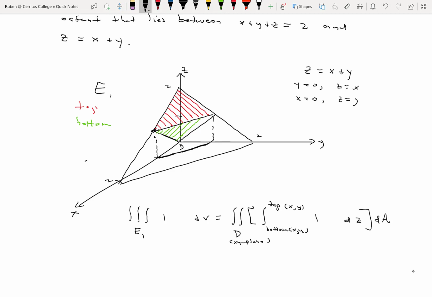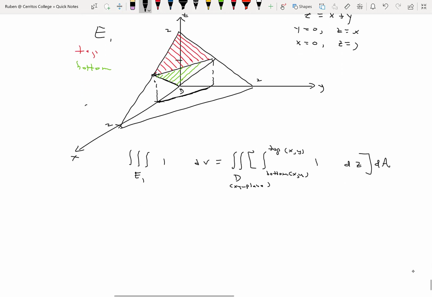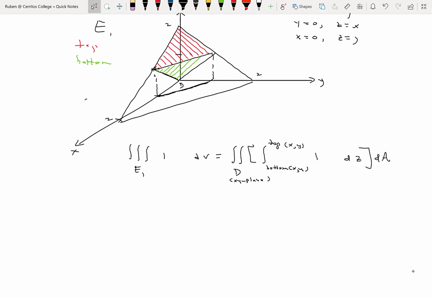That little region D that I drew in the XY plane is directly below the green surface. If we were standing in D and we looked directly up, we'd see a green plane. Okay, so let's do it. I need that region D.